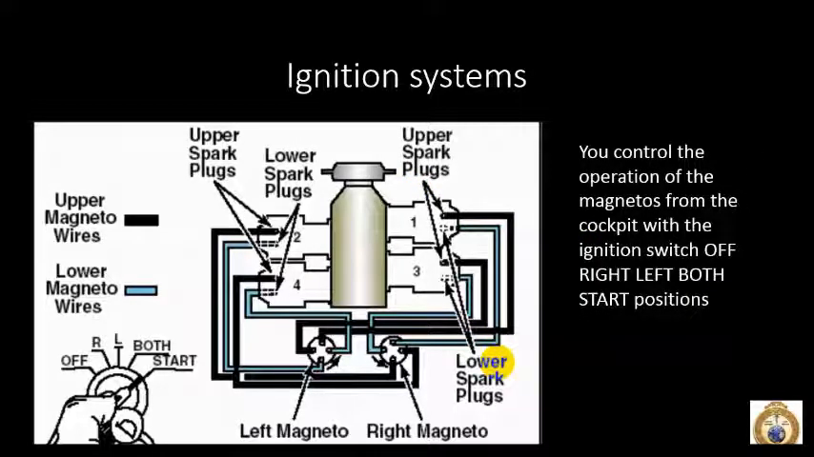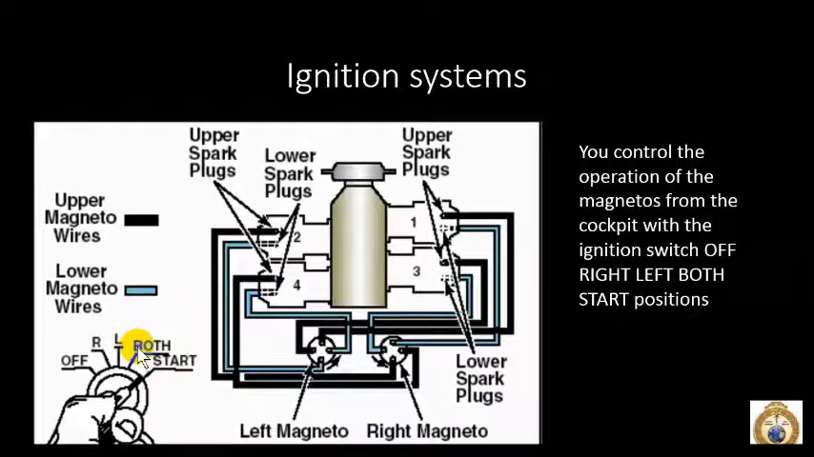You can control the operation of the magnetos with the on-off switch, but this is the ignition switch. It's off, right magneto, which is right here, left magneto, which is right here, both, where you have them both operating, sending electrical energy to the spark plugs, and the start position. So those are typically the positions that we have.